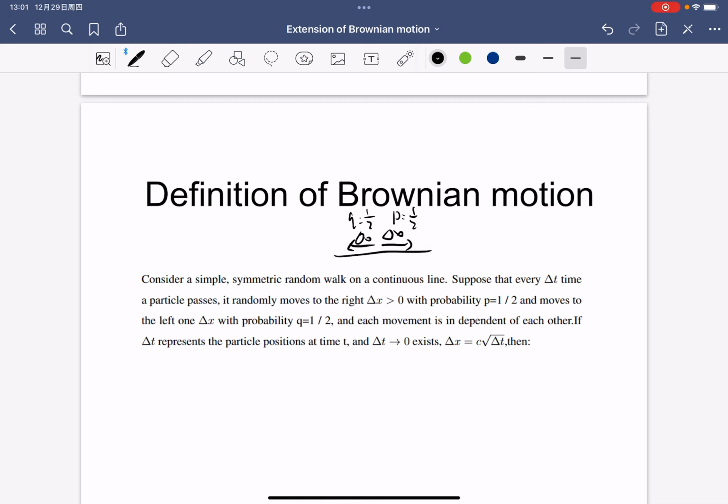If X(t) represents the particle position at time t, and delta t goes to 0, with delta x equal to c square root of delta t, then we know that X(t) follows a normal distribution with mean 0 and variance c squared t. This is the definition of Brownian motion.